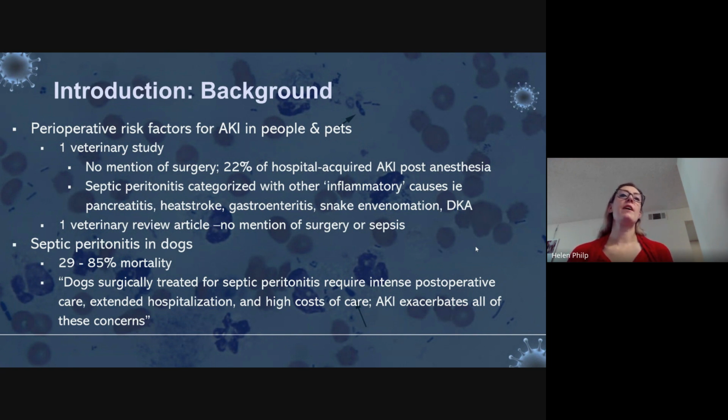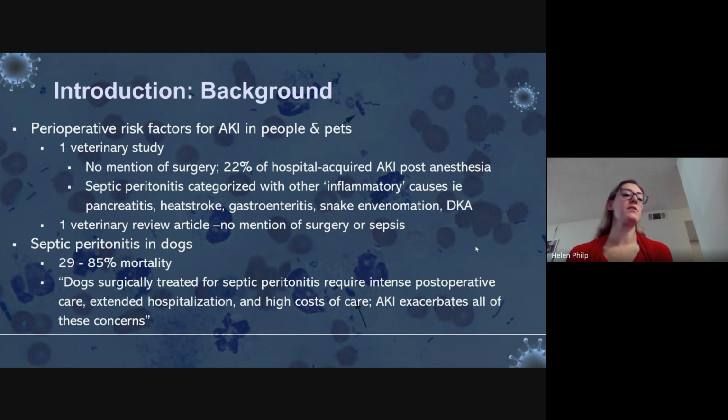One of them is a veterinary retrospective study. This was all forms of AKI, looking at etiology and how they progressed during hospitalization. They don't really focus on sepsis or any kind of surgery. They do mention that 22% of the hospital-acquired AKI patients developed that post-anesthesia. And they also categorized septic peritonitis with other inflammatory causes. So there was all sorts in there, pancreatitis, heat stroke, gastroenteritis. So it wasn't really focused on surgery or anesthesia at all either.